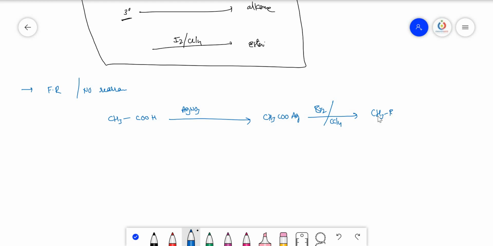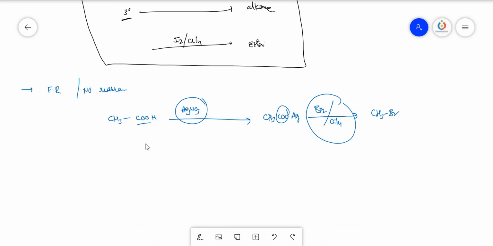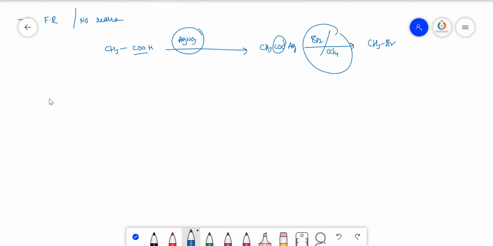We get CH3Br, meaning the CO2 will be removed, and the bromine and silver will go as silver bromide. So in the coming reactions, if I use the carboxylic acid, I use these two combinations at a time. If I take the silver salt, only bromine will be used. For more examples, let us take CH3CH2COOH. Now Br2, CCl4, so that you will get CH3CH2Br. This entire part will be removed.